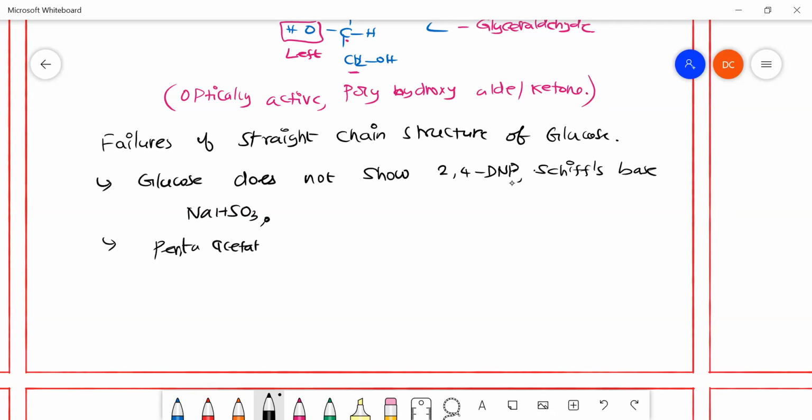Pentaacetate of glucose does not react with hydroxylamine NH2OH to form oxime.